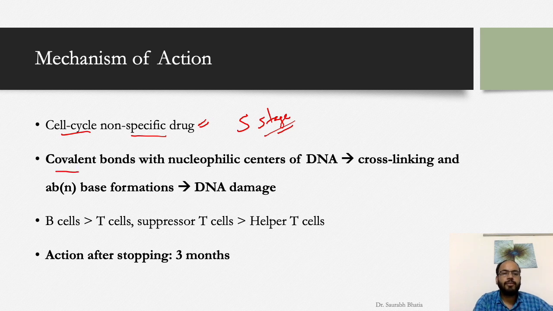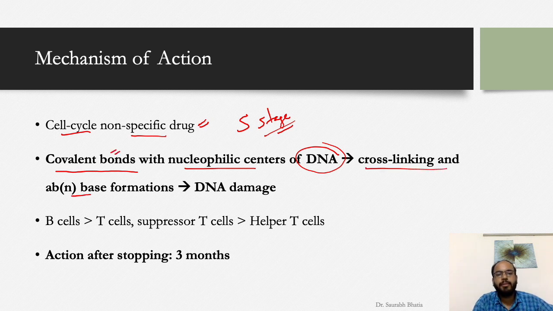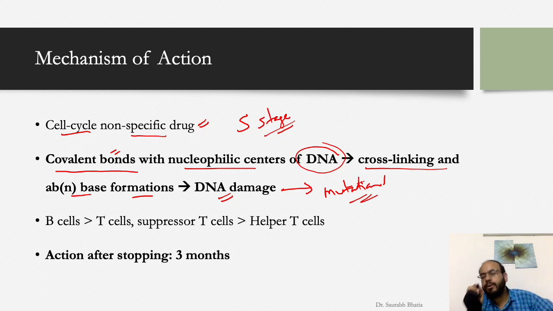What it does is it forms covalent bonds with nucleophilic centers of DNA. And when these covalent bonds are formed, it leads to cross-linking and abnormal base formations in DNA. And when DNA has a lot of abnormal formations, it leads to cross linkages leading to DNA damage. And what DNA damage leads to is known as mutations. And a mutated DNA cannot be allowed to survive. The cell cannot be allowed to proliferate. So when the DNA is mutated or damaged, it leads to activation of multiple apoptotic pathways leading to cell death.